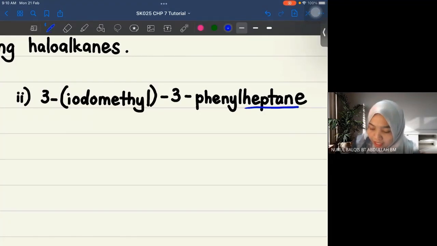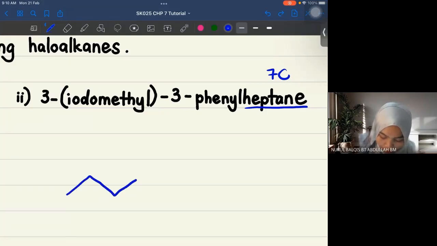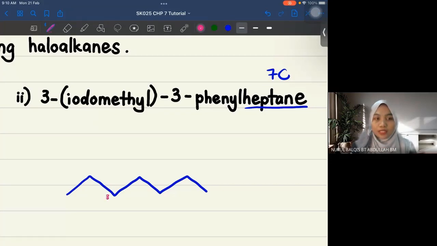Our longest carbon chain consists of how many carbons? 7 carbons. Jadi kita ada 1, 2, 3, 4, 5, 6, 7. Lepas tu, both substituents are located at carbon number 3. So let's say this is your carbon number 3. Kita nak letak 2 substituent. Macam mana kita nak lukis?